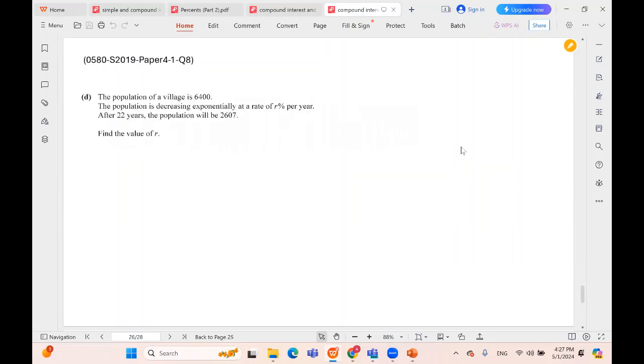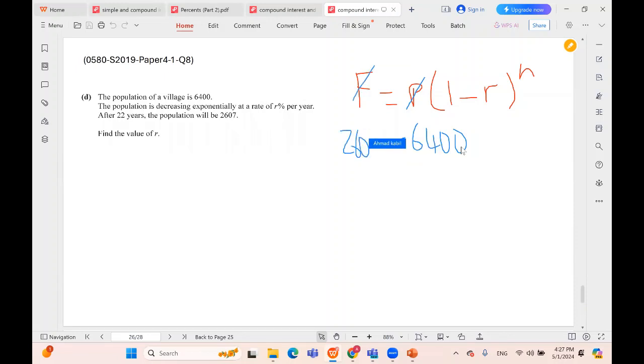For the final question, we have a population, and it's decreasing exponentially at a rate of R%. And we have the population after 22 years, and we want to find the value of R. So F equals P times 1 minus R to the power of N, because it's decreasing. So the initial population is 6,400. The final population is 2,607. And we have 1 minus R to the power of 22.